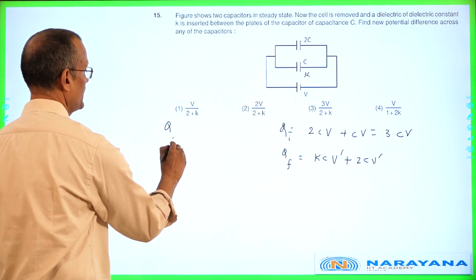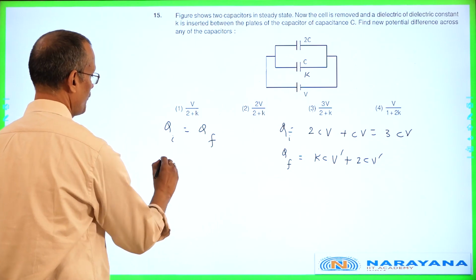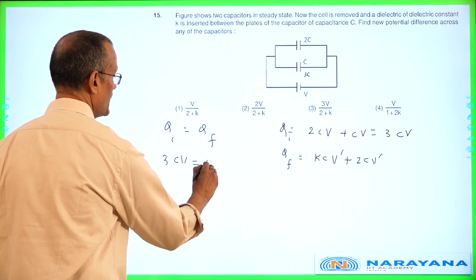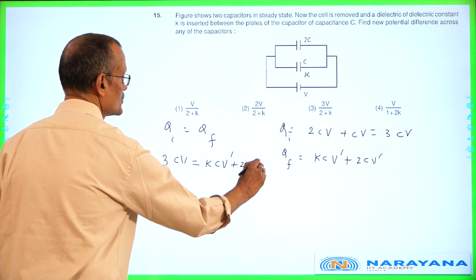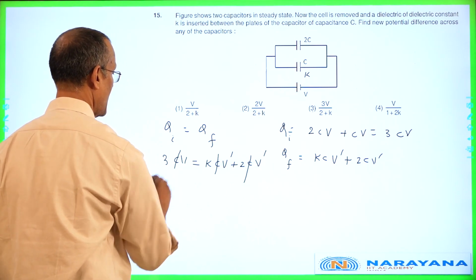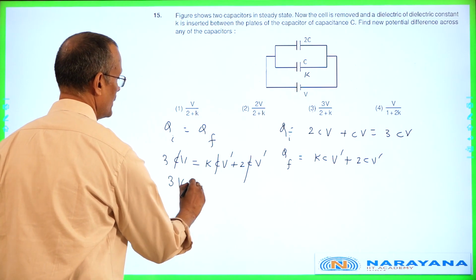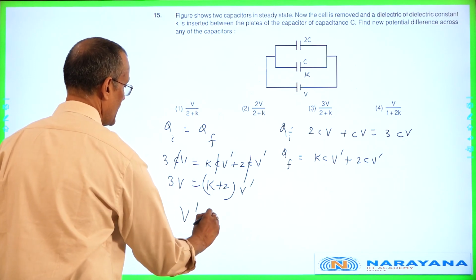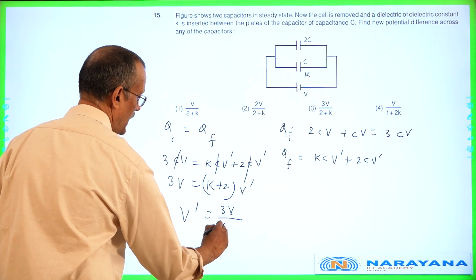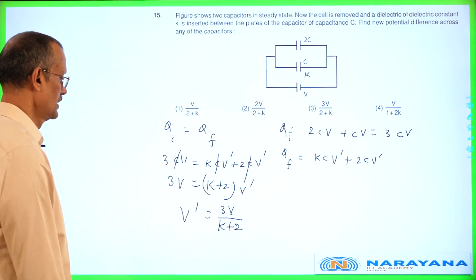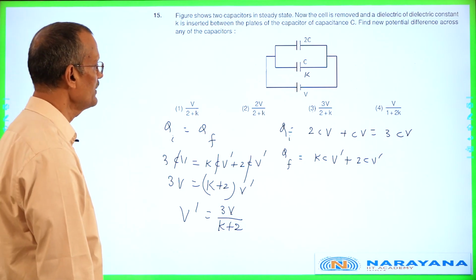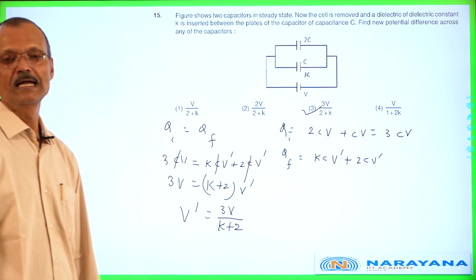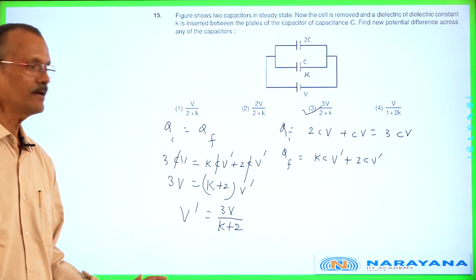Now, Q initial must be equal to Q final. 3CV will be equal to KCV dash plus 2CV dash, C cancelled. So, 3V will become K plus 2 times V dash. So, V dash you got 3V by K plus 2. You are getting V dash equal to 3V by K plus 2. Answer is number 3. Tell me, did you understand it clearly?